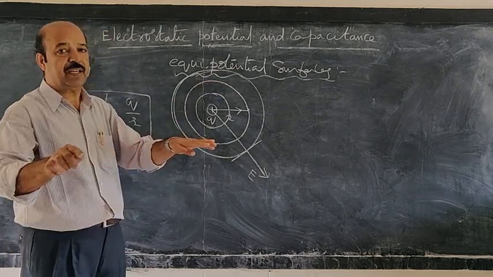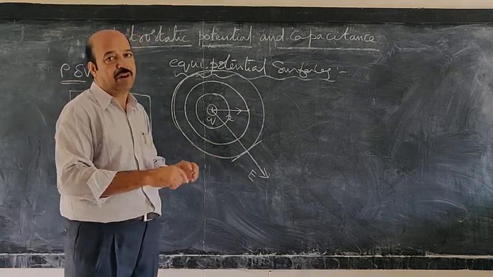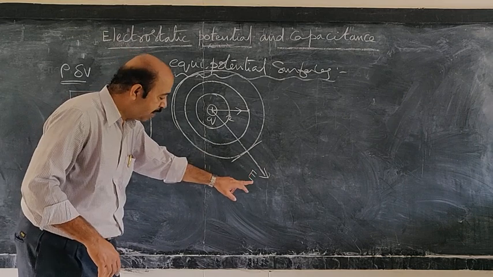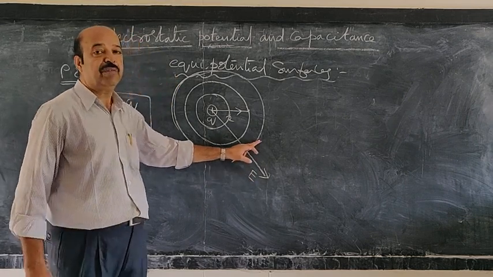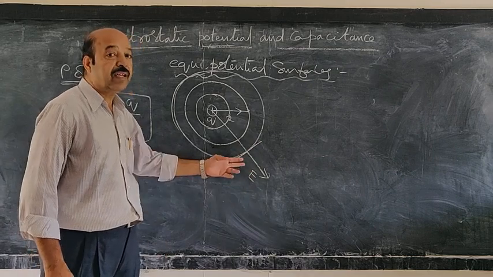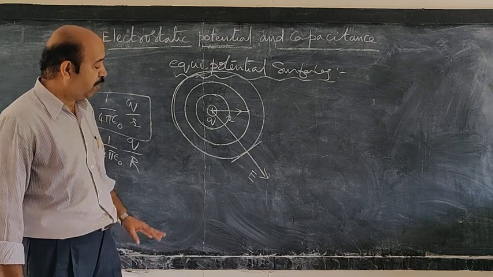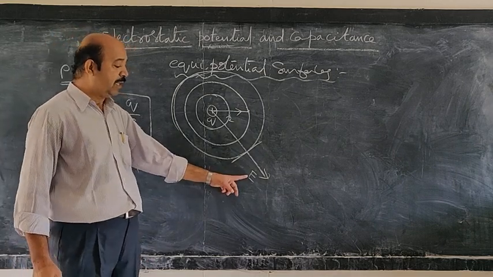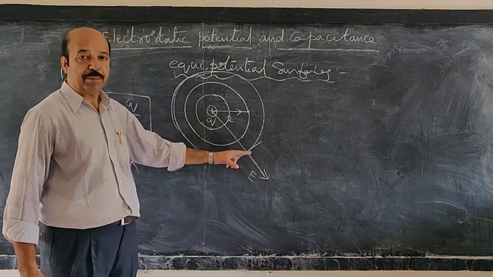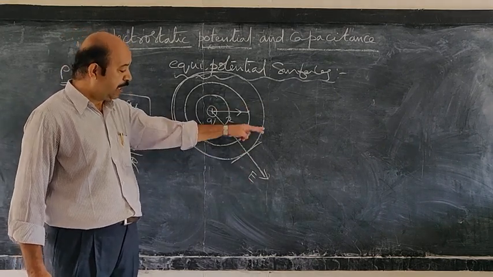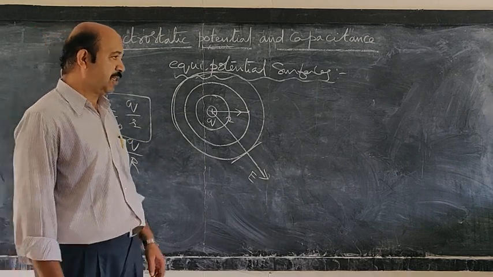Since the potential is the same at every point on the surface, you need not do any work to move a charge on such surfaces. But if the electric field has a component along the equipotential surface, then work is to be done. Then we cannot call it an equipotential surface. Therefore, we can conclude that the direction of the electric field will be perpendicular at every point to the equipotential surface. So that is the equipotential surface.